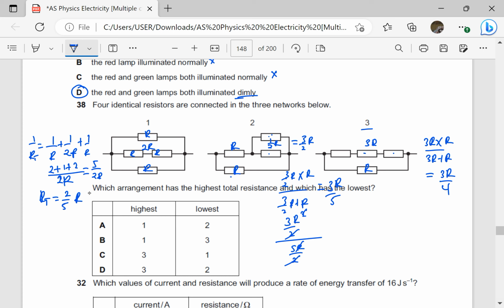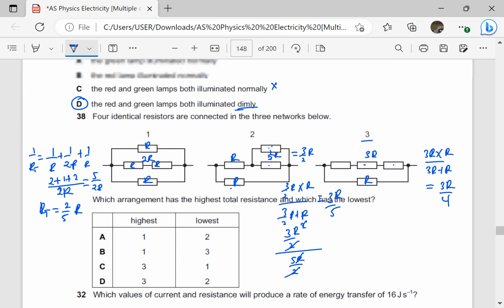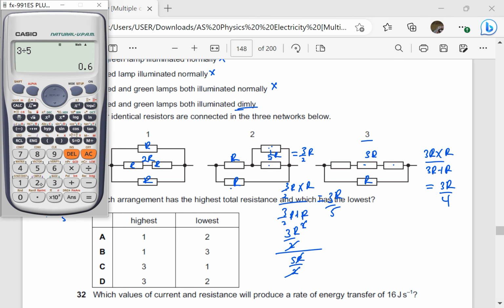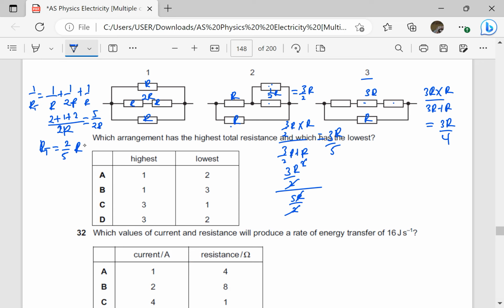3 divided by 4, that is 0.75. Then 3 divided by 5, that is 0.6. Then the other one is 2 divided by 5, that is 0.4. So the smallest is 1. So our answer is going to be C.